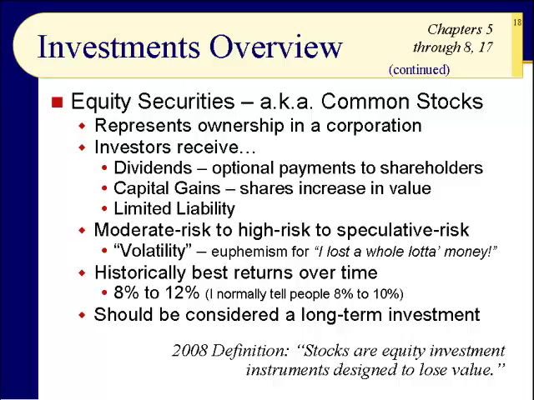But over the long term, stocks have given us the best returns over time. 8 to 10 to 12%. Some have done more, some have done a whole lot less. What I normally tell people is 8, 9, 10%. I don't want to get their expectations too high, even though some stocks have done a whole lot better than 12%. And stocks should be considered a long-term investment. You are buying this company and you are going to share in its success over the long term.